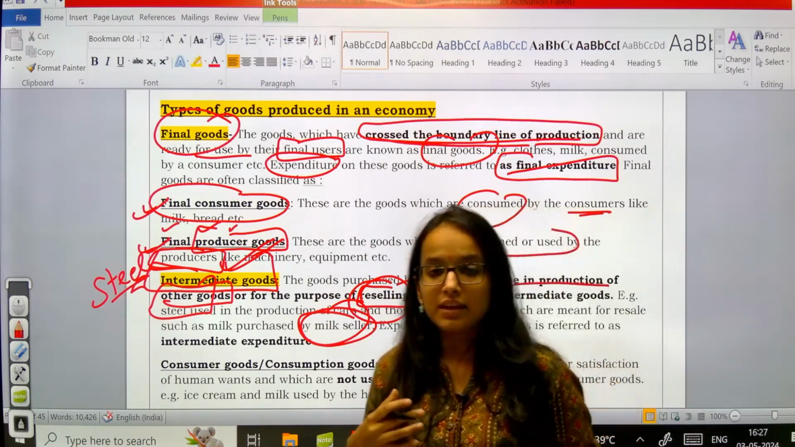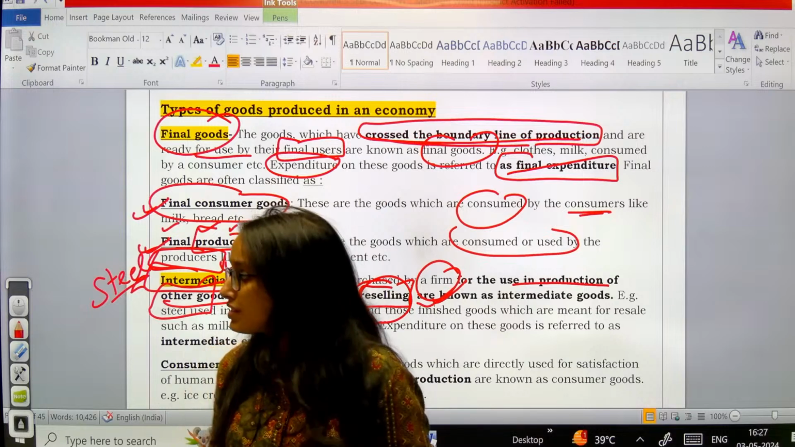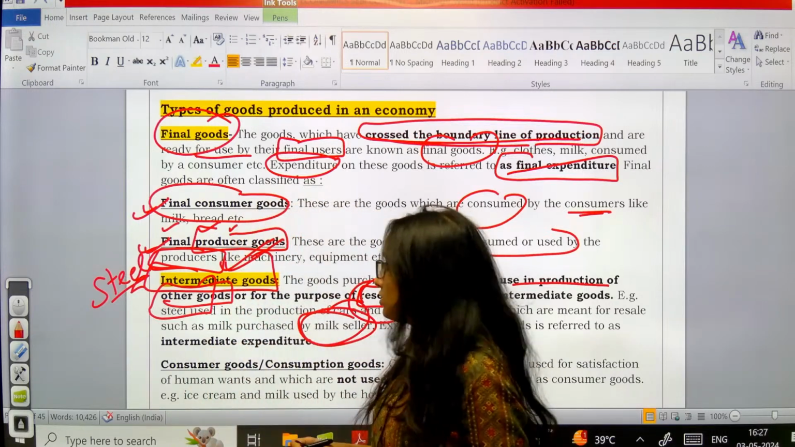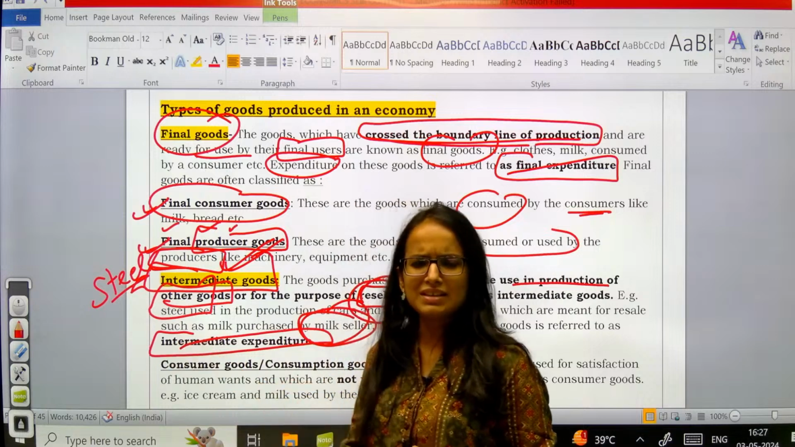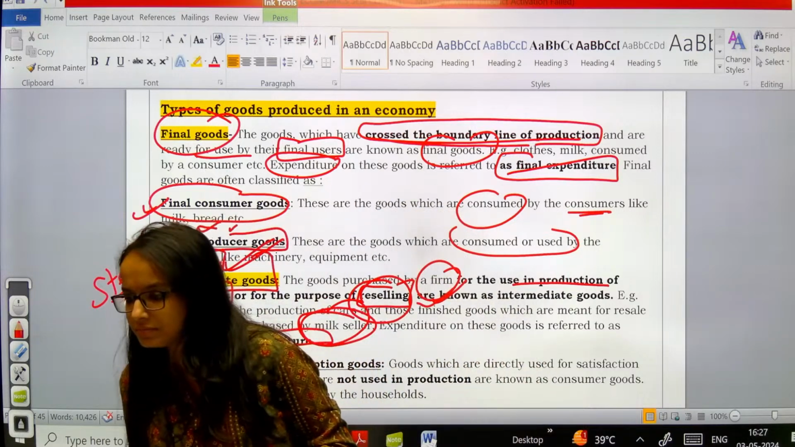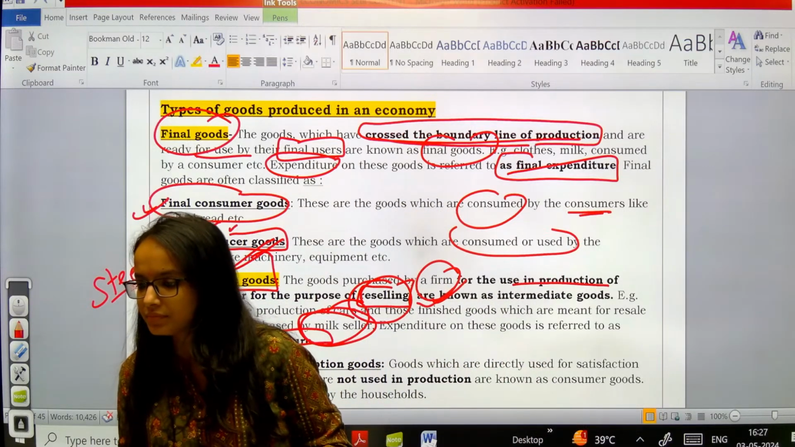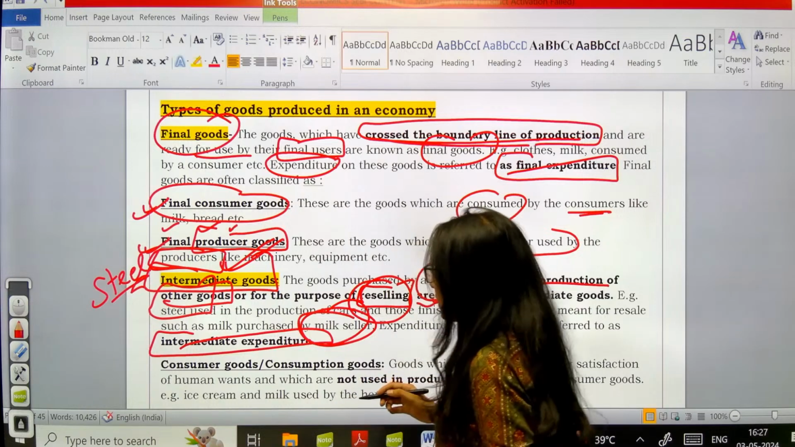Alright, and the expenditure incurred on such goods, or on intermediate goods, is called intermediate expenditure. This is very simple, basic concepts. Is that clear? Okay, moving ahead.